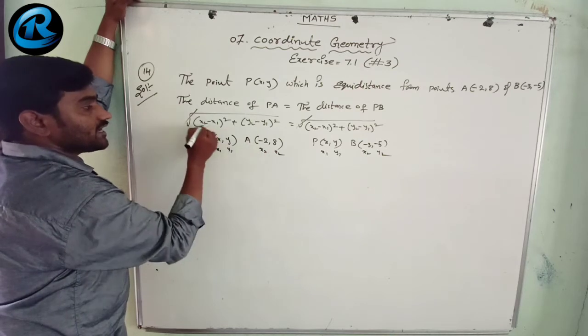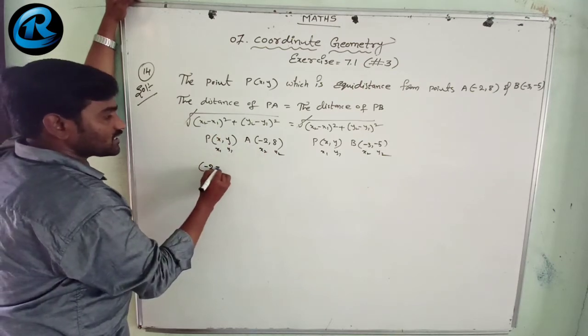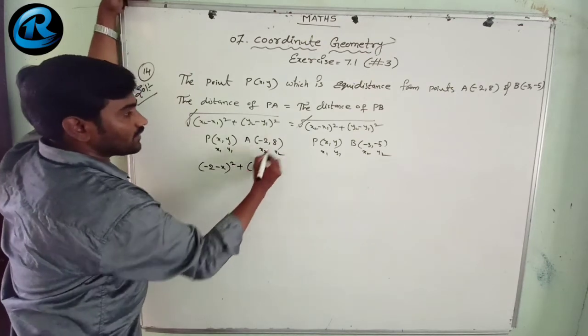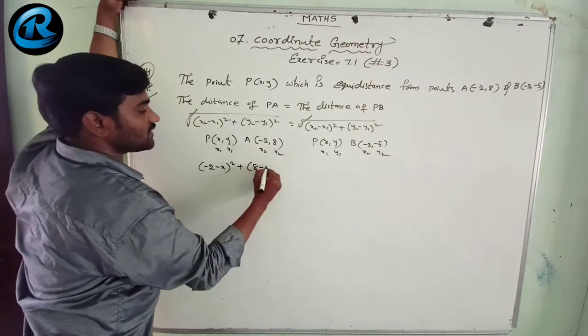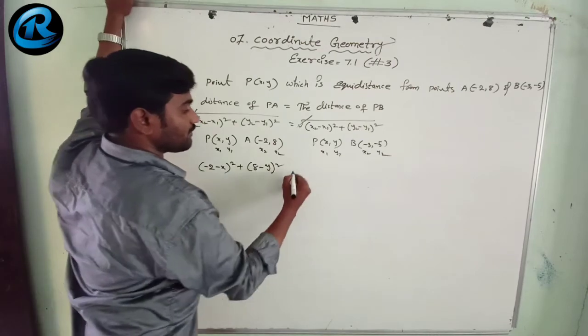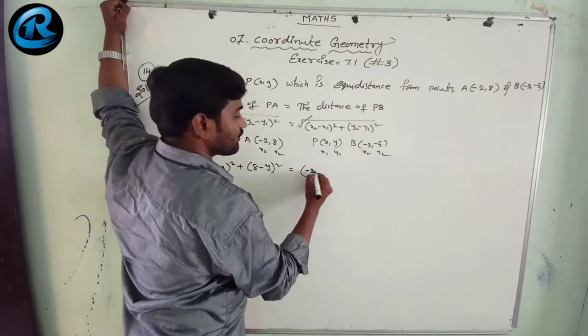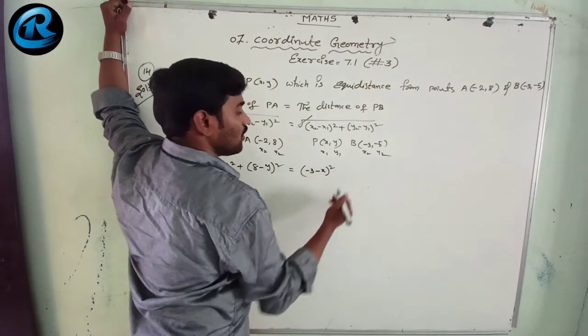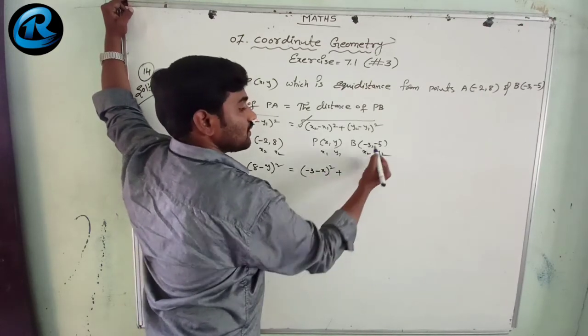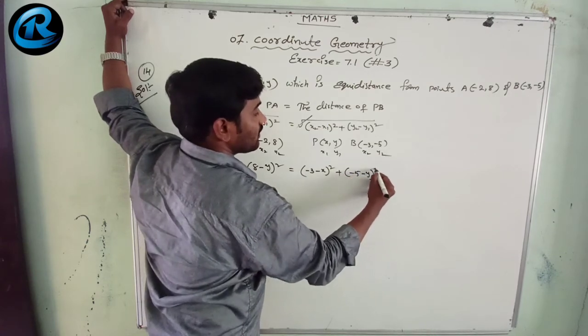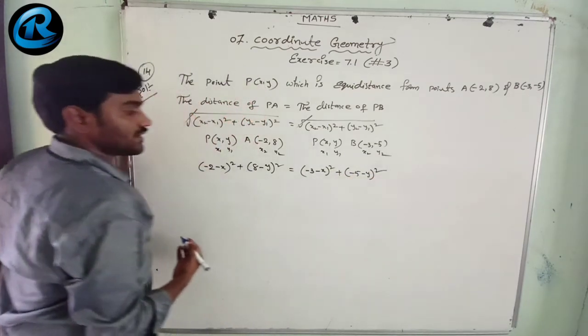So here x2, that is -2, x1 is x, whole square, plus here y2, that is 8, minus y1, that is y, whole square, that equals here x2 minus x1, that is -3 minus x, whole square, plus y2 minus y1, that is -5 minus y, whole square. You can write it like this.